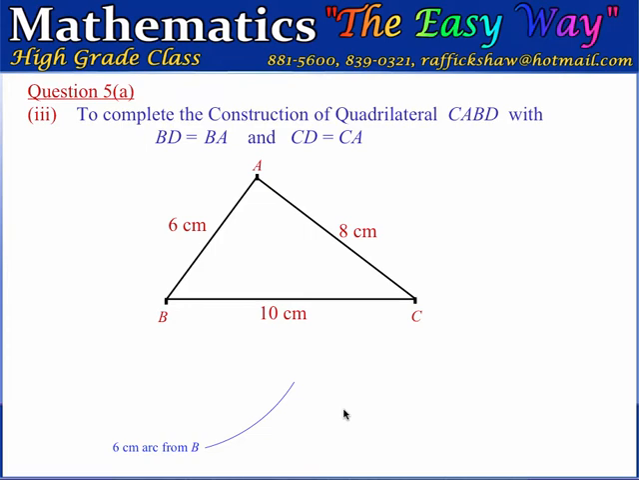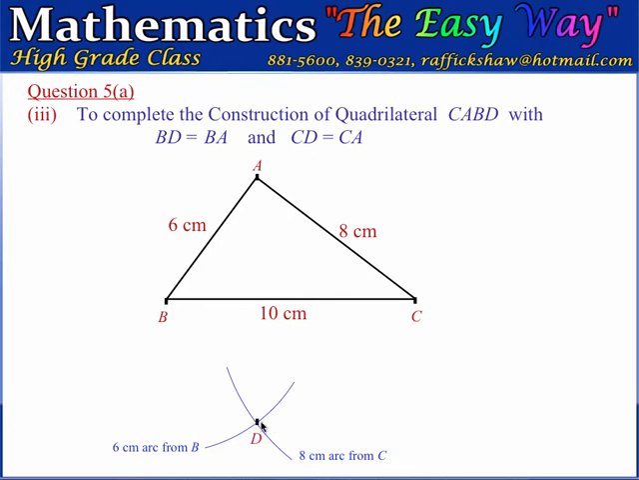And then we will complete this construction by opening a compass to 8 centimeters and measuring that with a ruler, and then making an arc from C that is 8 centimeters in radius. And this is it. So this arc now is 8 centimeters from C, and therefore this is the point D, and we can show that.